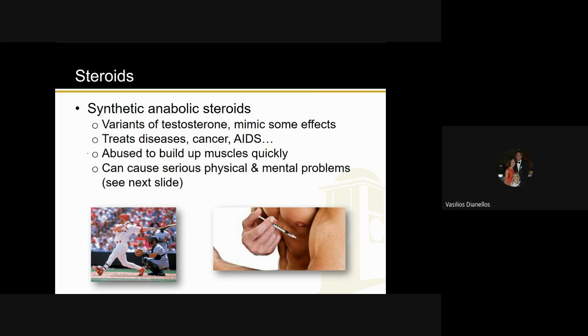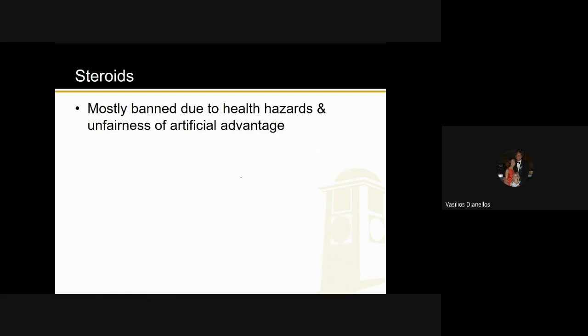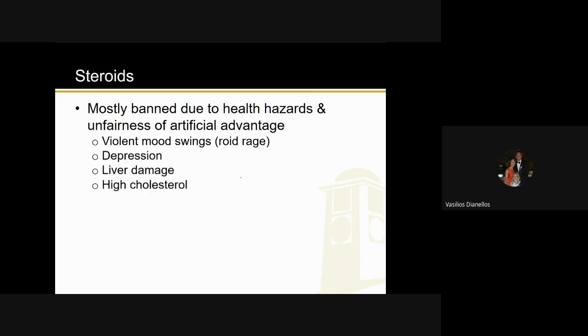Obviously, they can be abused. Anything that has good uses can be abused. And some people do that to build up muscle quickly. But that's not necessarily a good thing because it can cause serious physical and mental problems, such as violent mood swings, depression, liver damage, high cholesterol. Hey, that makes sense, right? Because cholesterol is the base steroid. Shrunken testicles, reduced sex drive, infertility, so on and so forth.